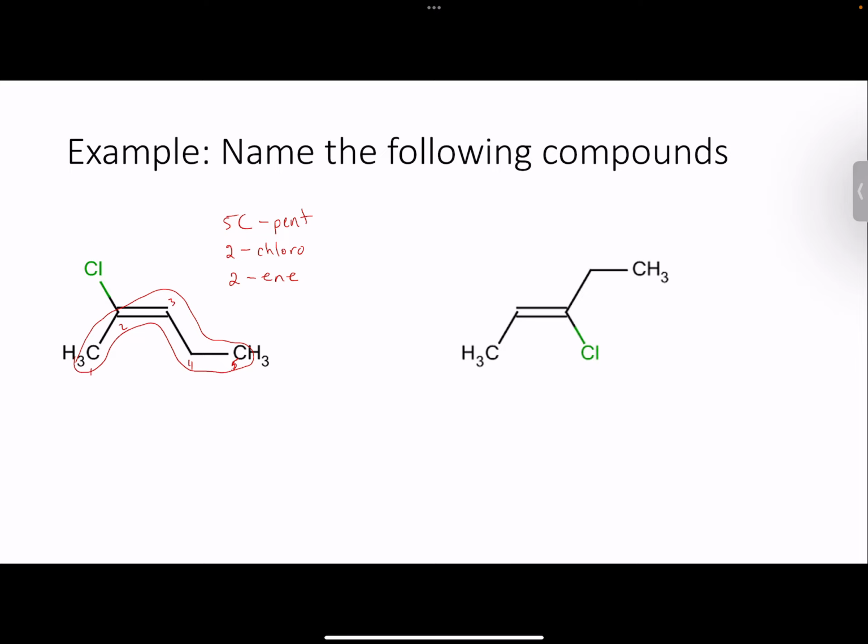So to write this name out, and you'll notice it's the exact same molecule on both sides. So we'll start with this one. The branched substituents go first. So here I've got 2-chloropent-2-ene.